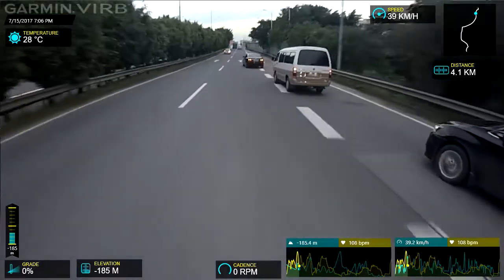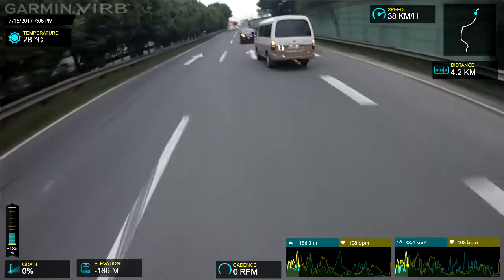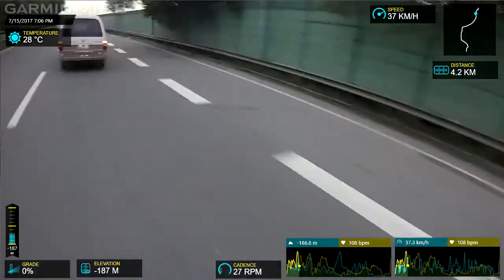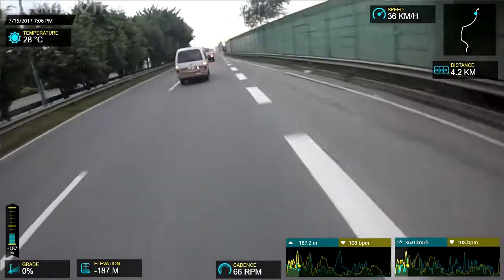In 300 meters, merge onto S81. Look at this guy. Get behind me, man.